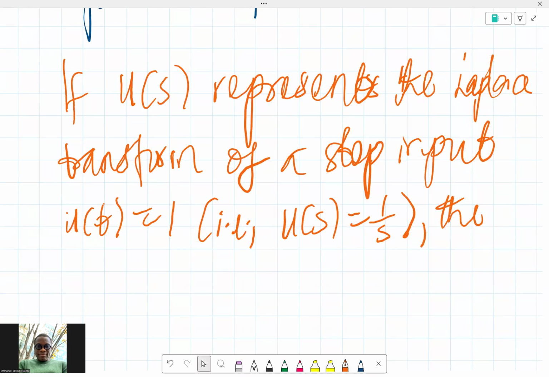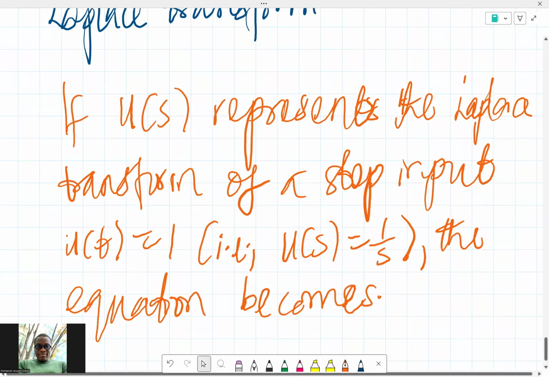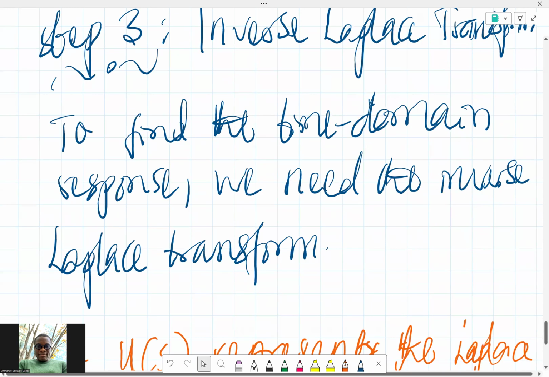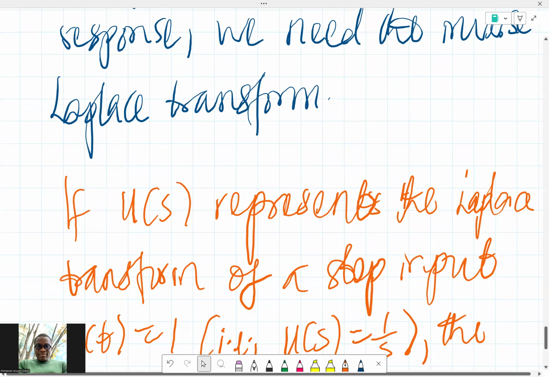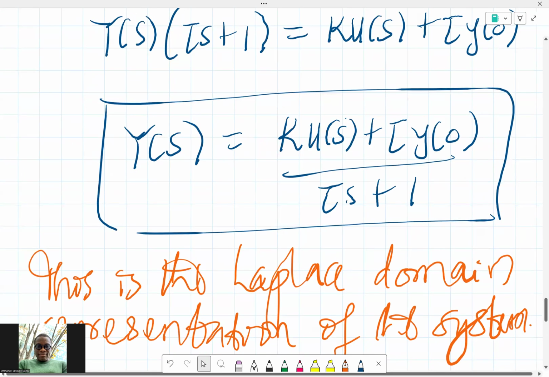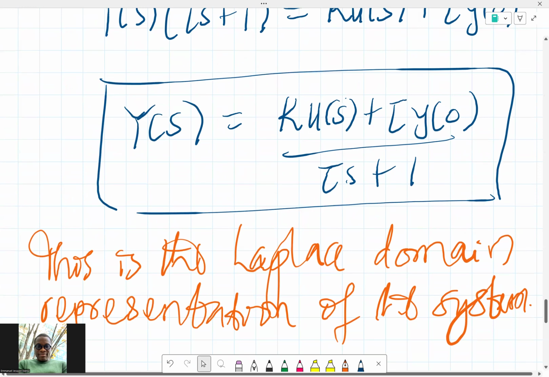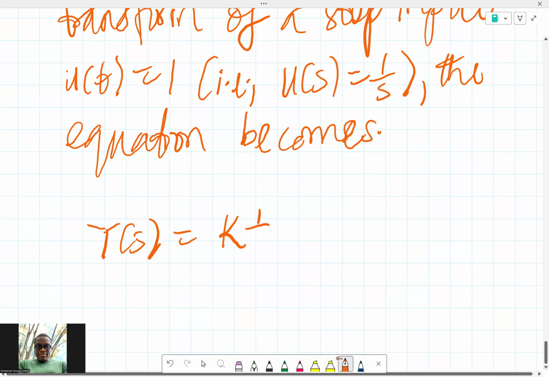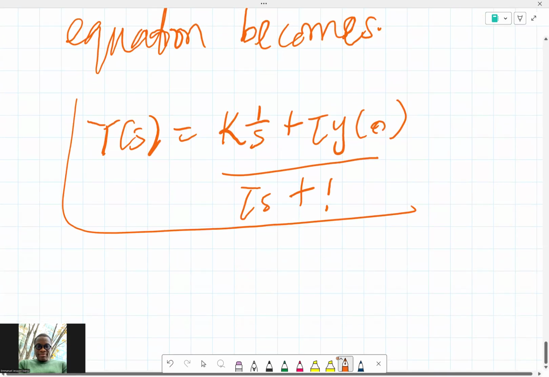So the equation becomes... let me see now. Okay, this is the only U of s here, and this s is actually constant. U of s is now 1 over s. So the equation becomes Y of s equals K times 1 over s plus tau Y of 0, all over tau s plus 1. Okay, that's what that becomes.